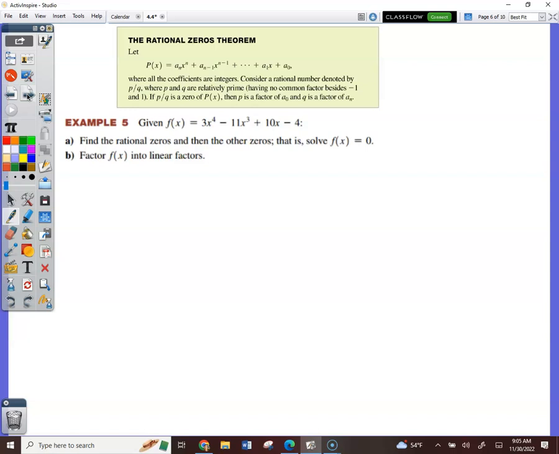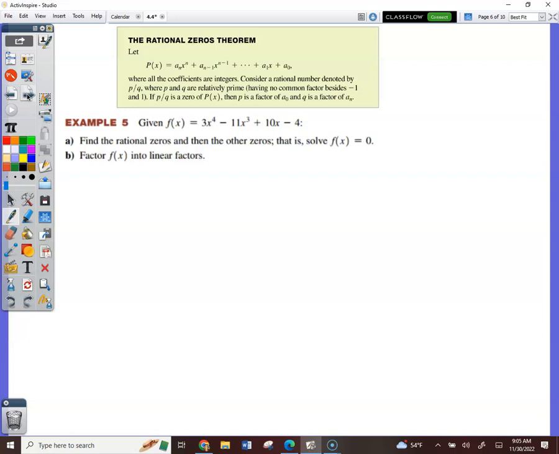Here is a polynomial. Let's look at what it asks for. Find the rational zeros, then the other zeros, and then they even say which means solve it. That is, solve it. And then they want you to write it in factored form as linear factors. So we have a polynomial 3x to the 4th minus 11x cubed plus 10x minus 4, right? It says solve it.